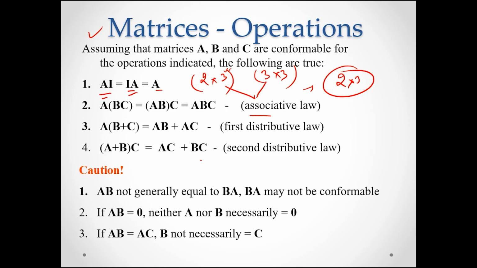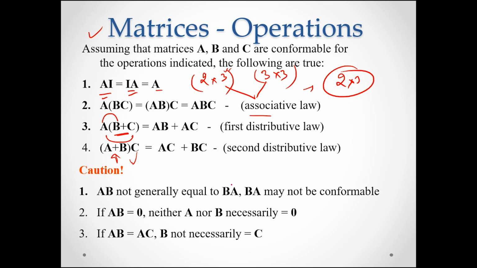Just like the associative law in addition, we have the associative law in multiplication. That is, A times BC is equal to AB times C, which is equal to ABC. Distributive law from the left or the right are called the first distributive and the second distributive. If I have B plus C and I multiply with A, the result will be AB plus AC. Similarly, if I add A plus B and multiply by C, then that will be AC plus BC. This is the second distributive.